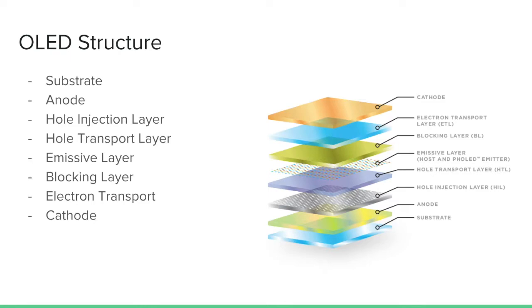The electron transport layer supports the transport of electrons across it so that they can reach the emissive layer. The cathode may or may not be transparent depending on the type of OLED, and it is negatively charged to inject electrons into the organic layers that make up the OLED device.